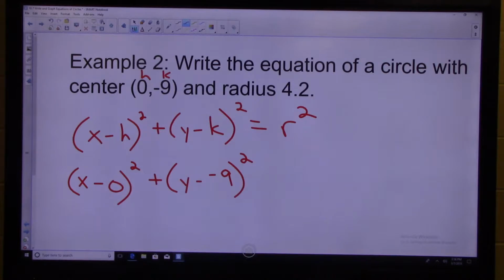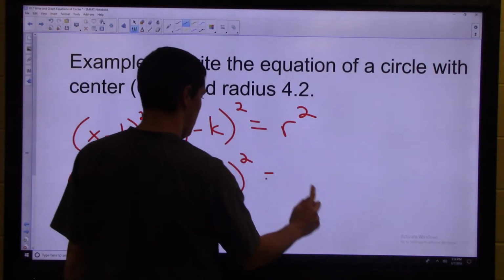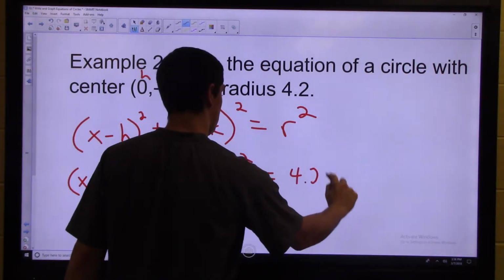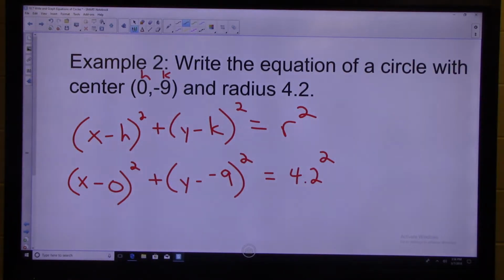All right, and then the last thing, it tells us the radius is 4. Sorry, my bad, 4.2. So it's going to be 4.2 squared. Okay, now all we can do from here is just clean it up. Give me a second, I'm grabbing a calculator. I don't know what 4.2 squared is in my head. But I can clean this up.